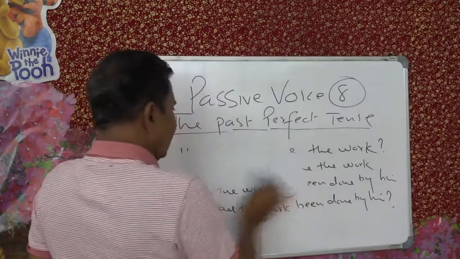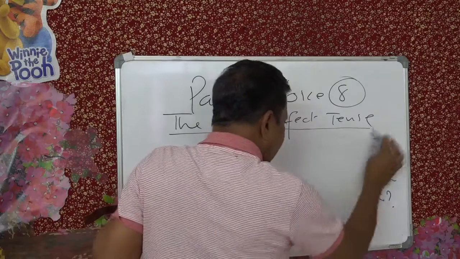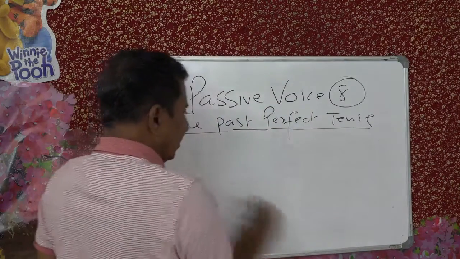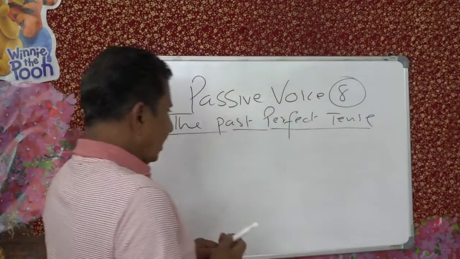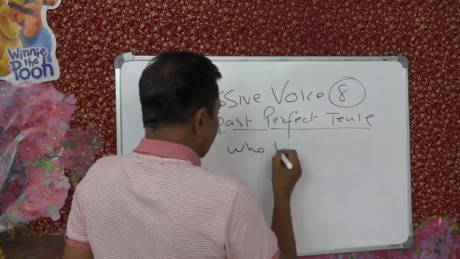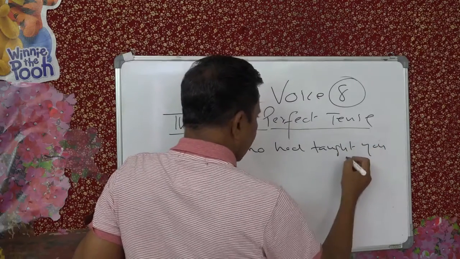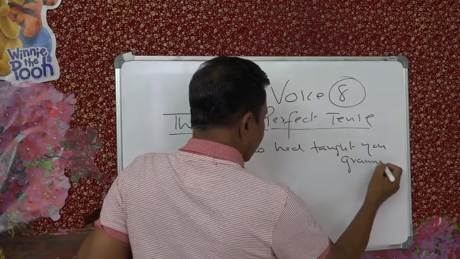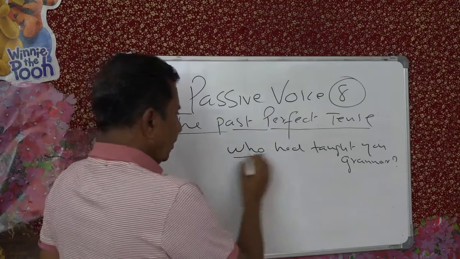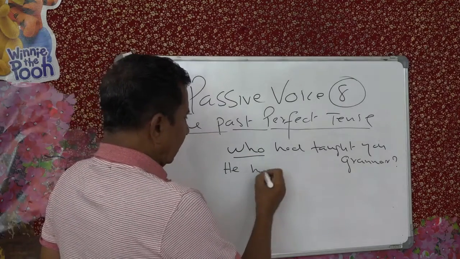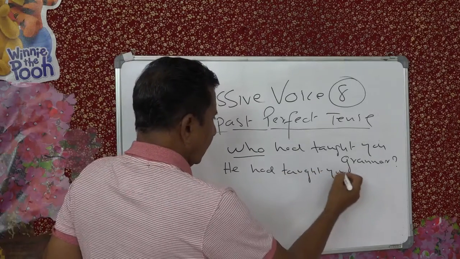Now let's look at W's questions. In W's questions or any complicated sentence you get, try to make it a statement. Then you can easily convert that into a passive. That's the thing. So let's see. Who had taught you grammar? Instead of "who", you can say "he". Convert that to a statement: he had taught you grammar.